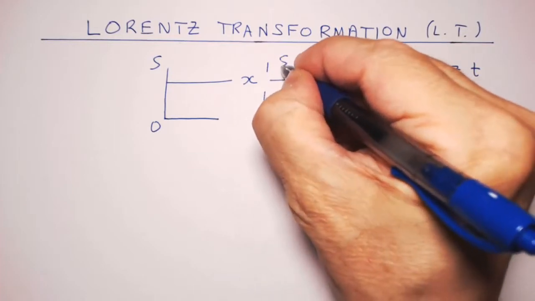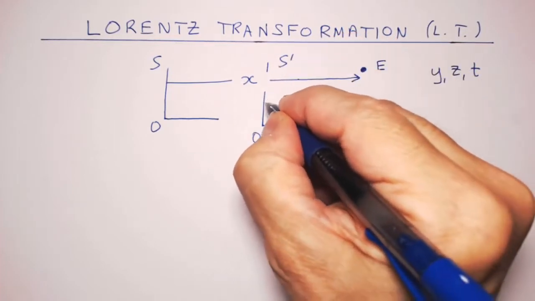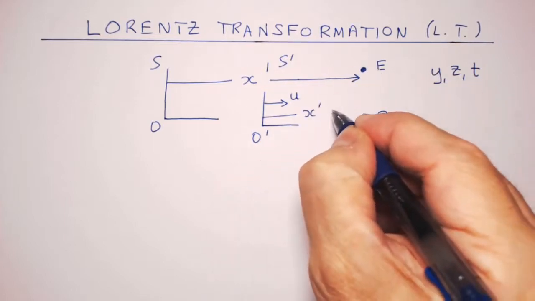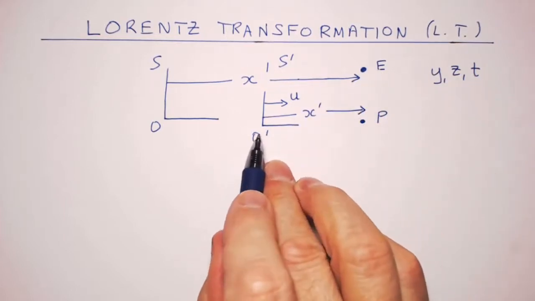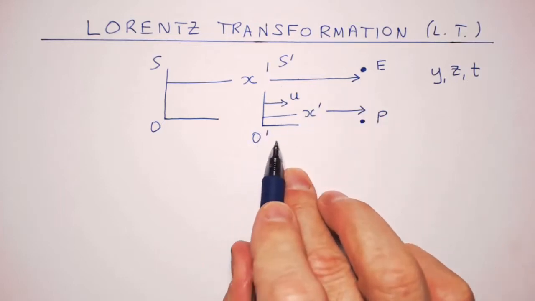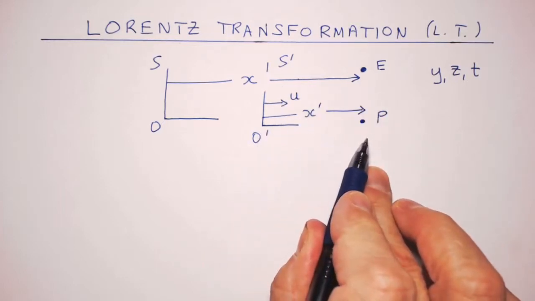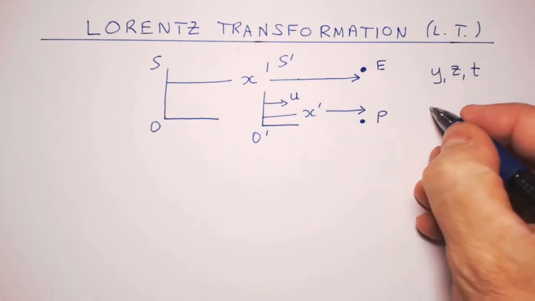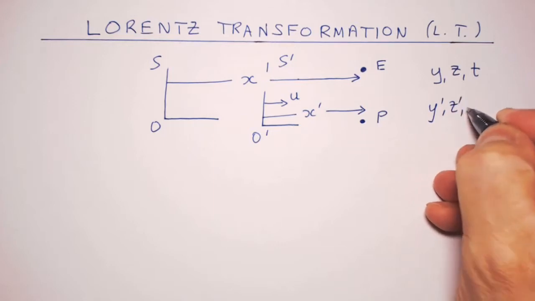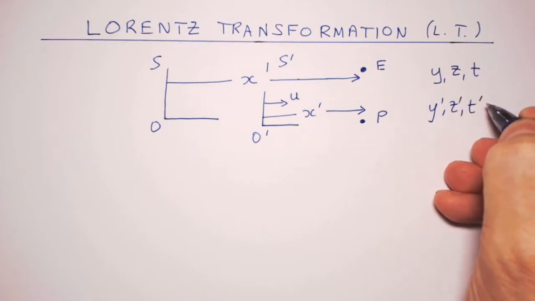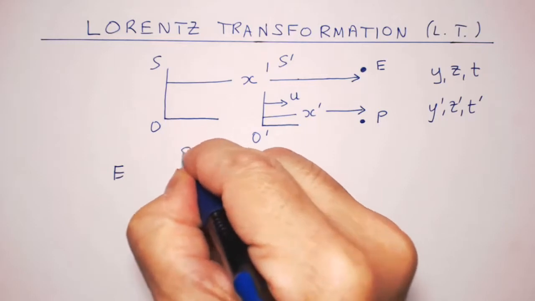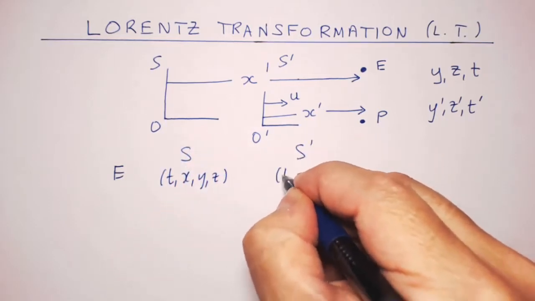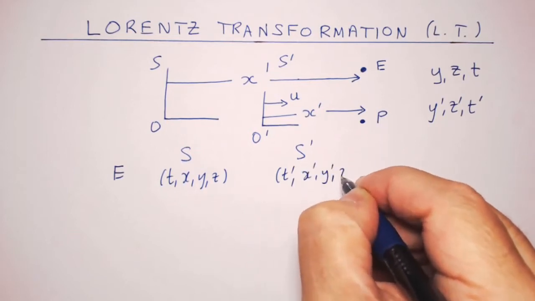In the other frame S' in standard configuration, which viewed in S moves to the right at speed u, event E has x-coordinate x', which is the displacement from the y'-axis to E, or from O' to P, where P is the projection of E onto the x' axis, as well as y', z', and the time t'. So E has coordinates in S: t, x, y, z, and in S': t', x', y', z'.